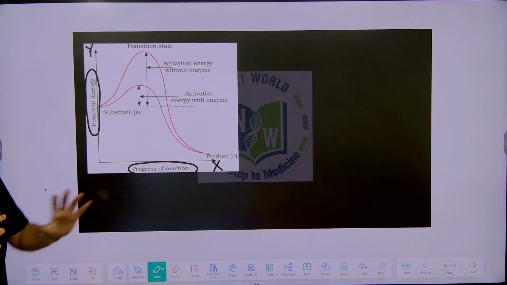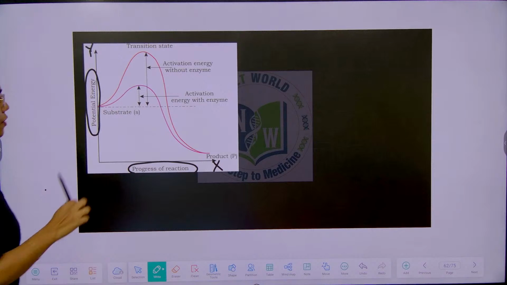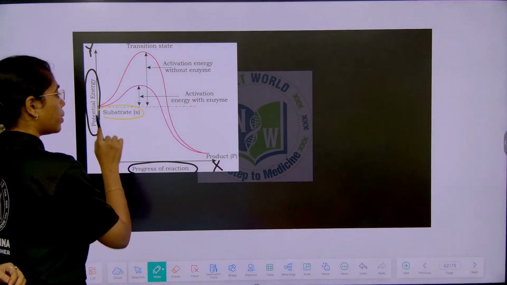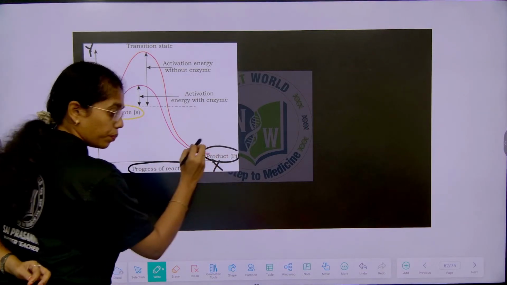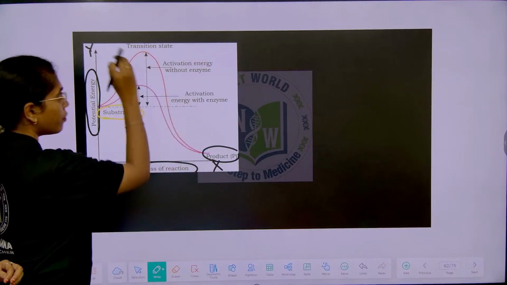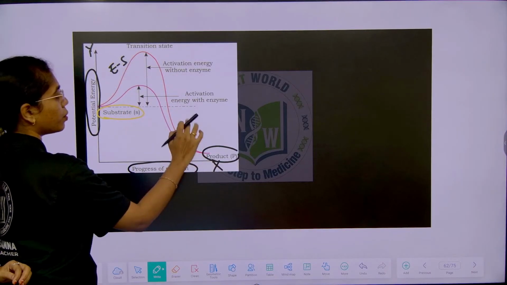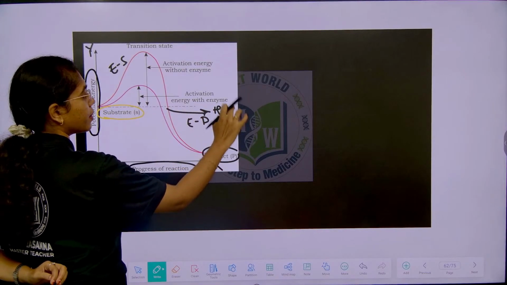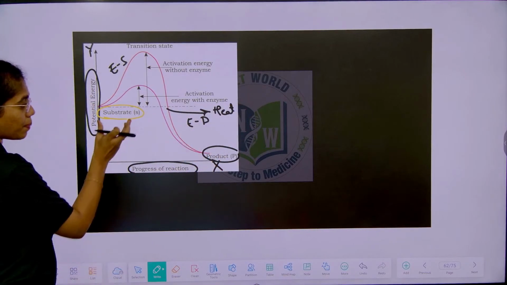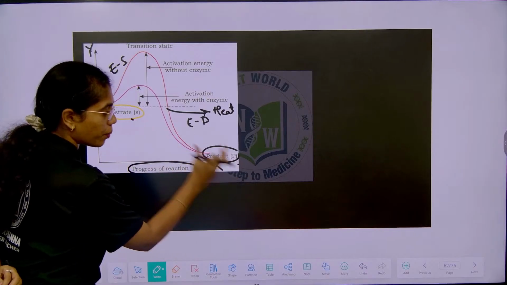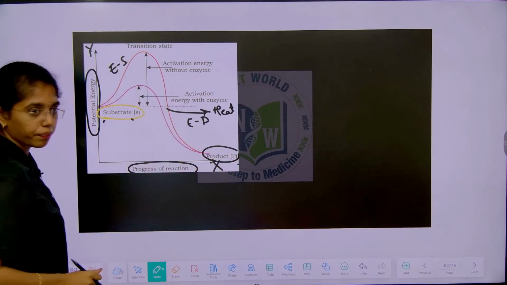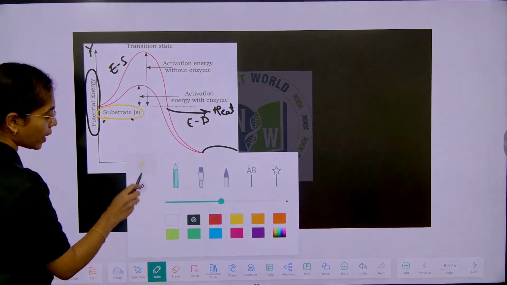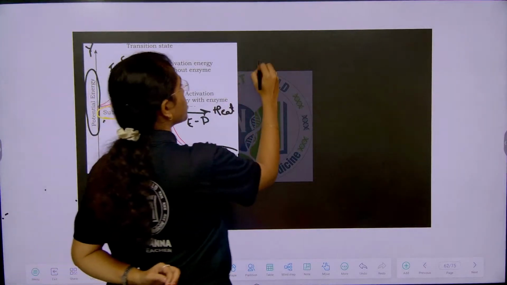In the graph of an enzyme reaction, if the substrate is above and the products formed are below, it means that in the course of formation from enzyme-substrate to enzyme-product, energy is released in the form of heat. The substrate is here and the product is below the substrate, which is what reaction? Exothermic reaction.